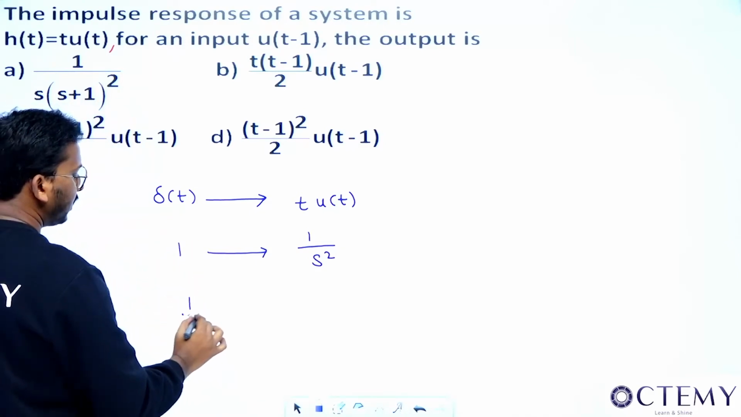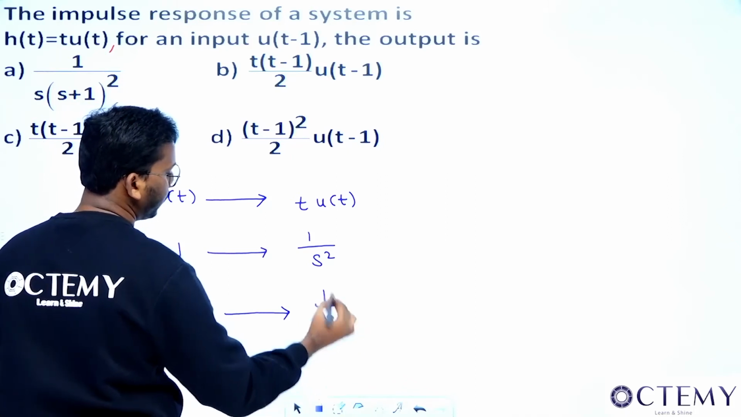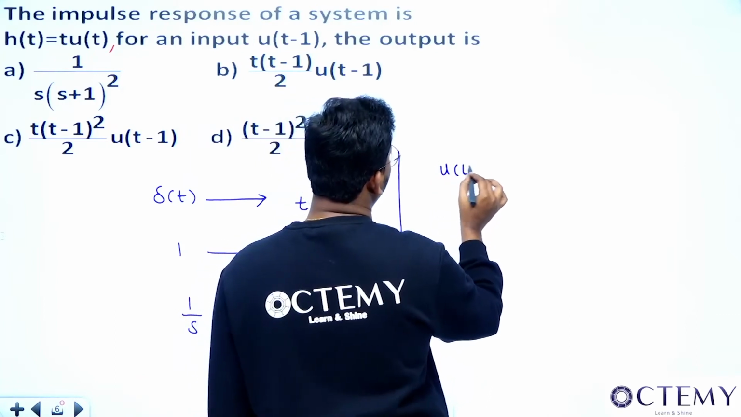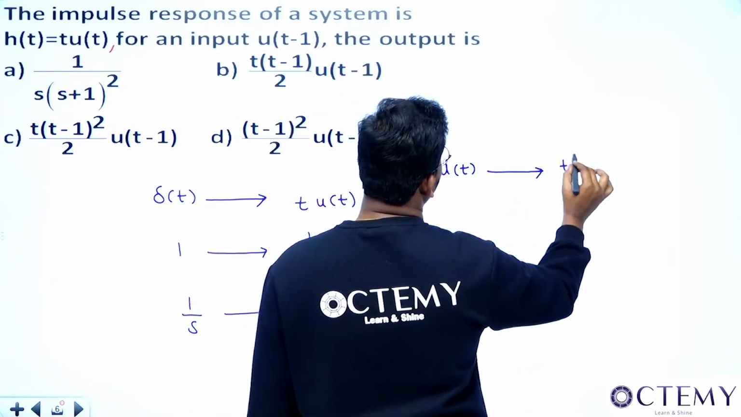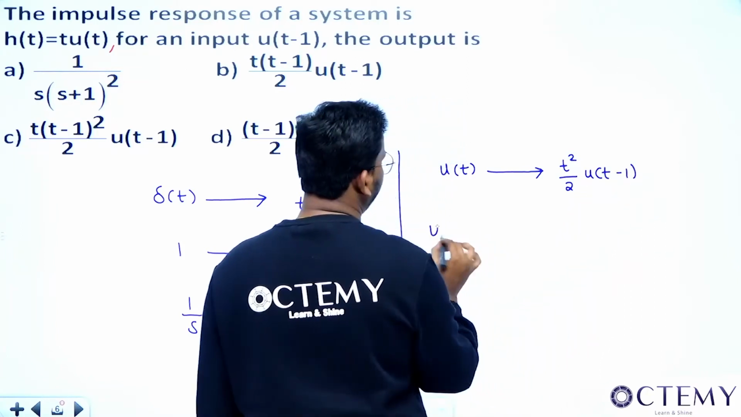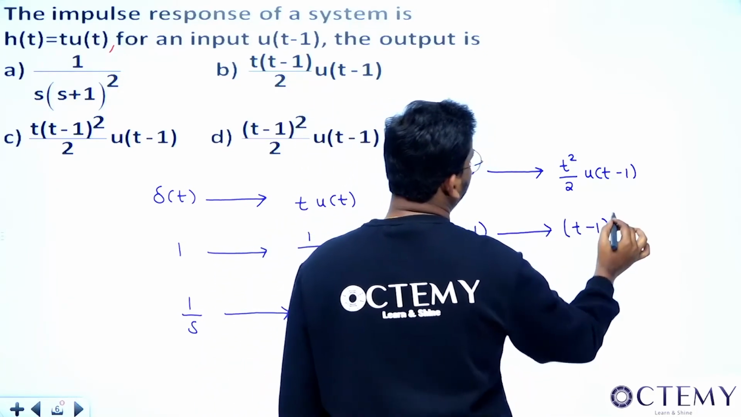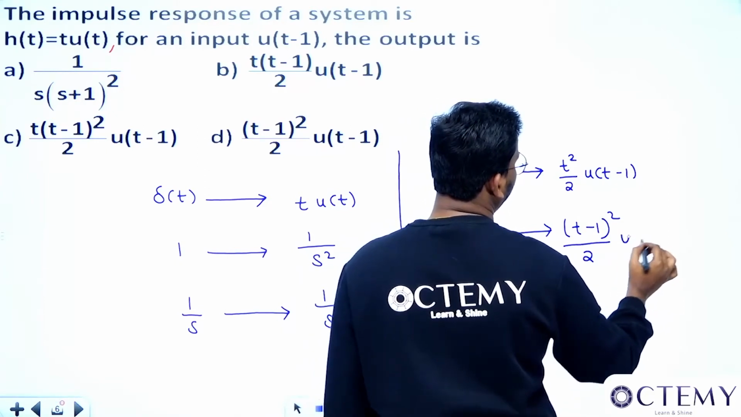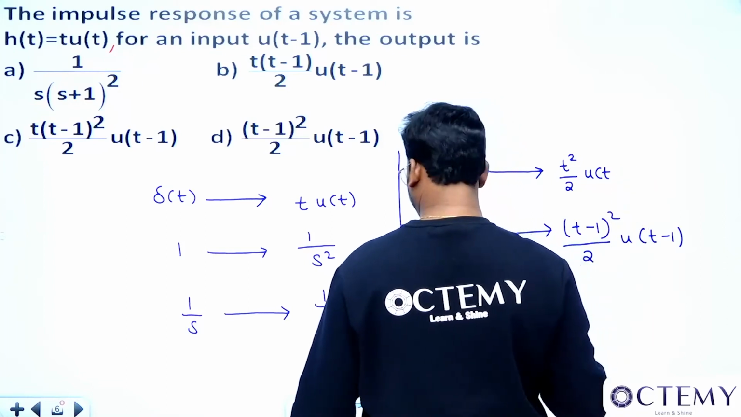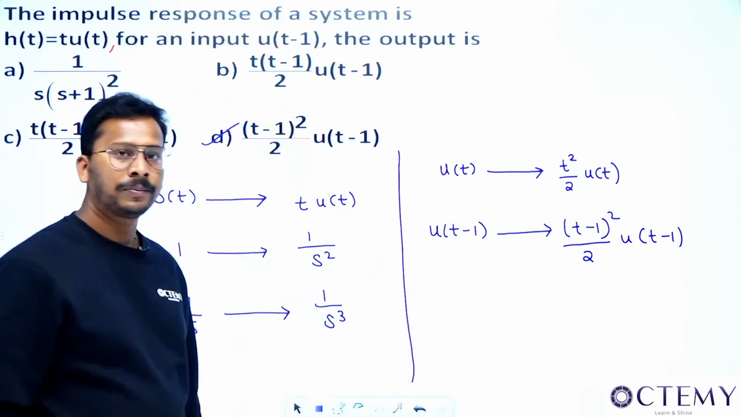When you give 1 by s as input, sir, what will be the output? The output will be 1 by s cube, right? So when you give u(t) as input, the output will be t square by 2 into u(t). Whereas when you give (t minus 1) as input, it will become (t minus 1) square divided by 2 into u(t minus 1). So that should be (t minus 1) square by 2 u(t minus 1), right? Very good, sir.